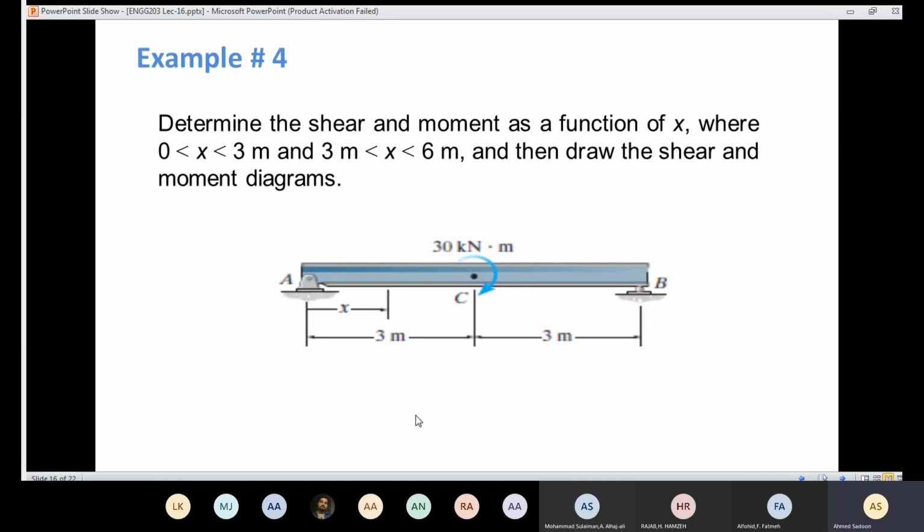Now we have example 4. In example 4, again, we have a beam, and we have a pin support and a roller support. This time we have a couple moment at the point C, exactly at the middle of the beam. So we need to develop expressions as a function of x, and also we need to draw the shear and the moment diagram.